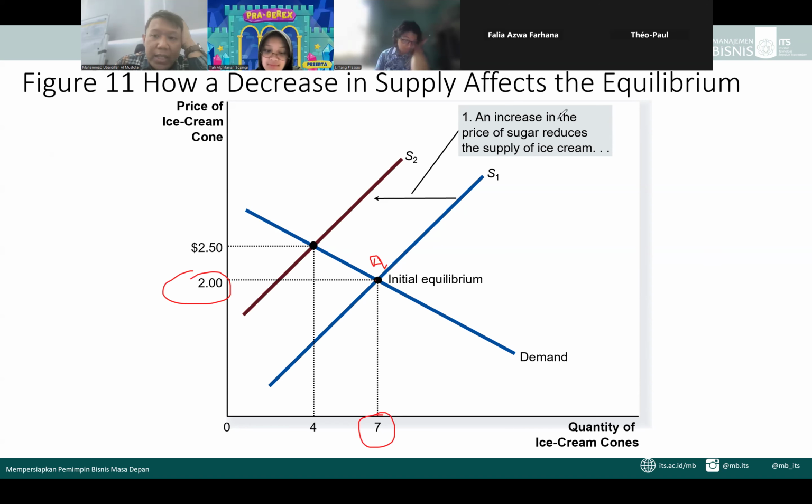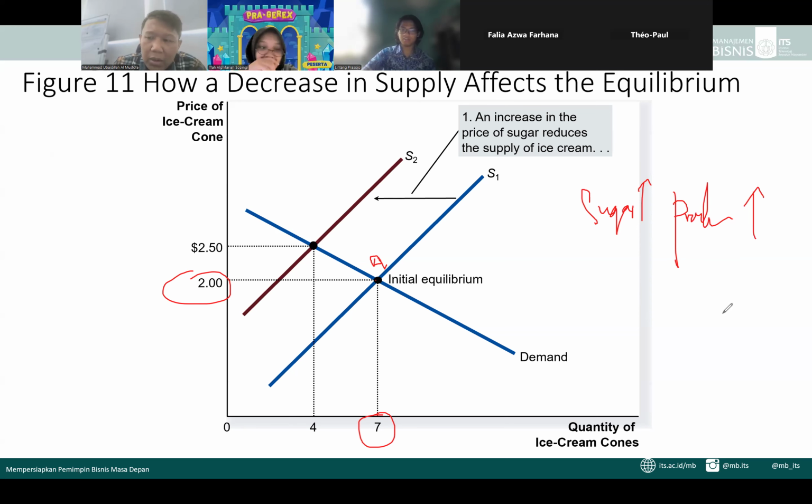And then an increase in the price of sugar reduces the supply of ice cream. Why? Because when we have a sugar increase, the production cost will increase. When we have an increase in production cost, the supply will reduce.